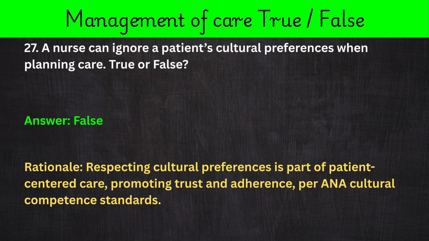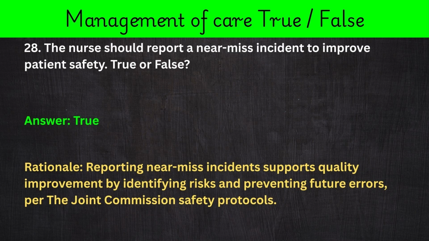True or false? Answer: false. Rationale: respecting cultural preferences is part of patient-centered care, promoting trust and adherence, per ANA cultural competence standards. 28. The nurse should report a near-miss incident to improve patient safety. True or false? Answer: true. Rationale: reporting near-miss incidents supports quality improvement by identifying risks and preventing future errors, per the Joint Commission safety protocols.